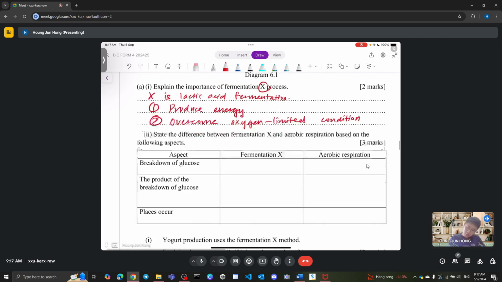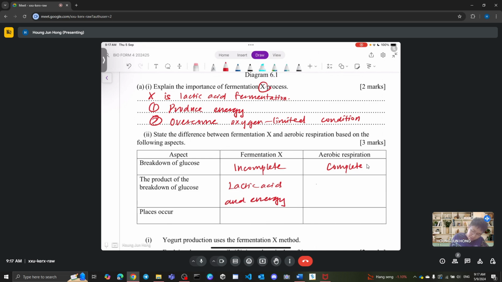Okay. Moving on to question 2, so basically this is about the breakdown of glucose. So I think very simple. This is incomplete, and in normal case you have complete. The product also very simple. You have lactic acid, and remember, energy is a product.